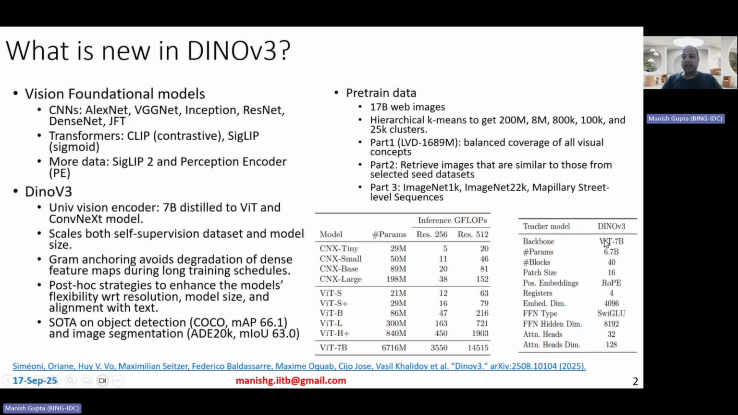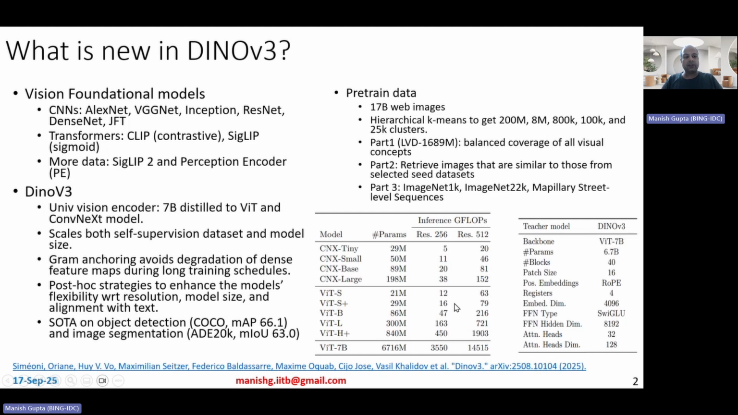So the ViT 7 billion model has about 7 billion parameters, as one can imagine. It also has 40 layers. So that's a 40 layer model with a patch size of 16. It uses rotary position embeddings, but with a little twist. We'll talk about the twist on the next slide. It also uses register tokens so as to ensure that there are not many artifacts in the attention heat maps and so on. Otherwise, yes, there are other things like 32 attention heads and SwiGLU activations and so on.